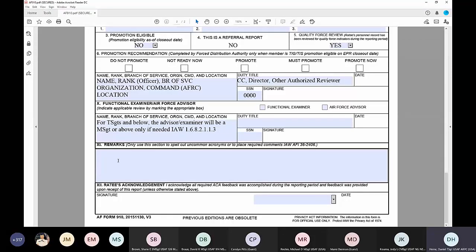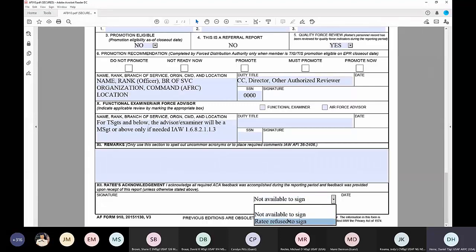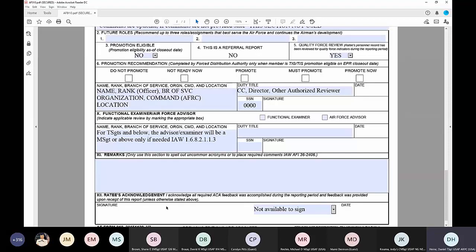And then the Ratee's acknowledgement section. The Ratee should be signing, and they should be the last one to sign the report. If they are not available or the member refused to sign, a previous evaluator who has signed the report must sign for the member if they are choosing one of these drop-downs. You can't just have one of these drop-downs picked and the signature block blank. It does have to be signed by one of the evaluators who have previously signed the report. So it can be the commander who signs, the additional rater, or the rater. Then they would also have to pick one of these drop-downs.